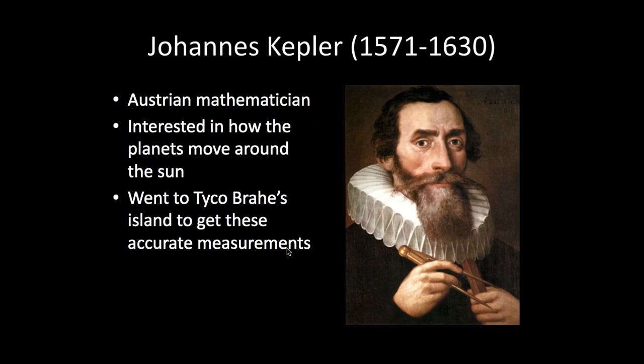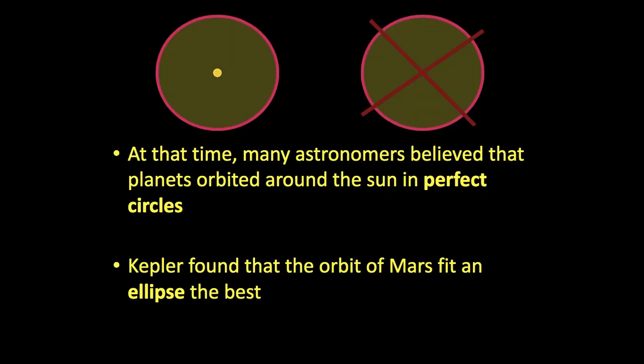Brahe had this really great little island, I think off the coast of Denmark. And he had a planetarium there, or an observatory, I should say, not a planetarium. He could watch where the known planets were, and he got these crazy accurate measurements. But Brahe didn't know what to do with the numbers. He had these good numbers, but Kepler is the guy that saw the pattern in them. Okay? A little background.